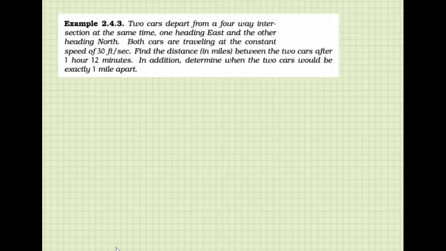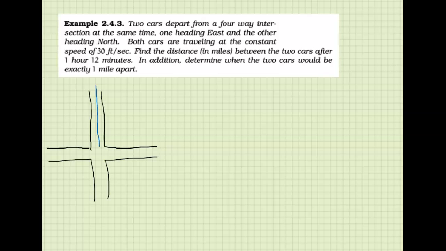Okay, so we have a four-way intersection. So basically, let's say we have roads going like this and like this. All right, so that's a four-way intersection. We have two cars. One is heading east. So let's get our axes. I'm going to put X and Y axes with the origin in the middle of the intersection. Have the origin be here.